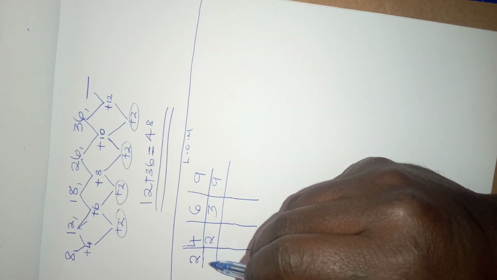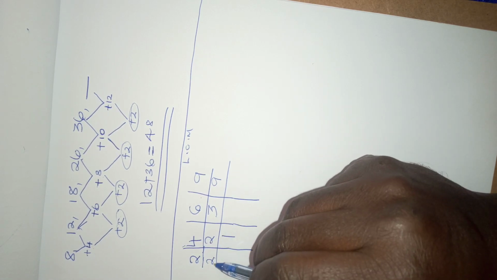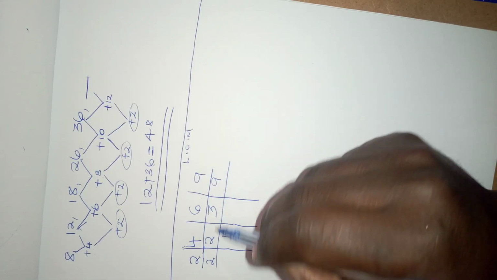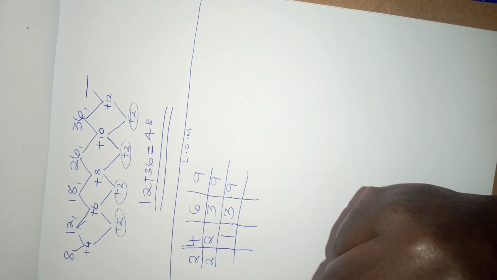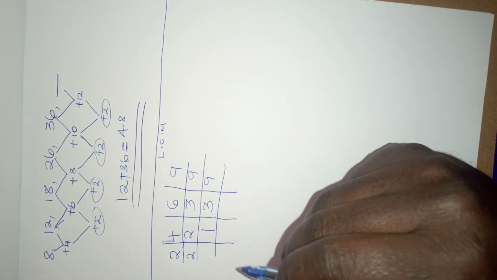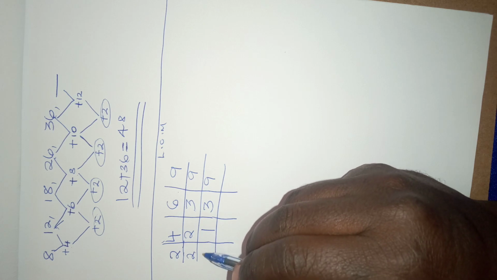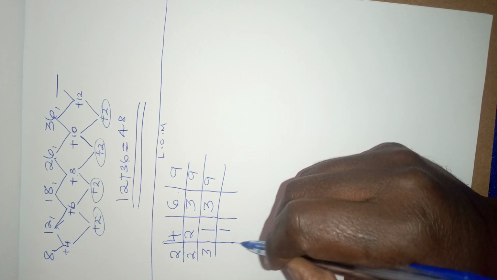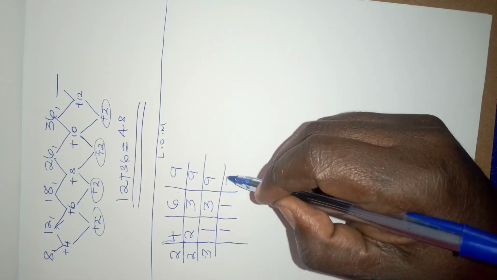We proceed, we again try 2. 2 divided by 2 is 1, but this time round 3 cannot be divided by 2, neither can 9 be divided by 2. So 3 and 9 will remain. Now we shall proceed and find another prime number that can divide the remaining numbers. Another prime number that we can try is 3. Of course, 1 cannot be divided by 3. But 3 divided by 3 is 1. 9 divided by 3 is 3.